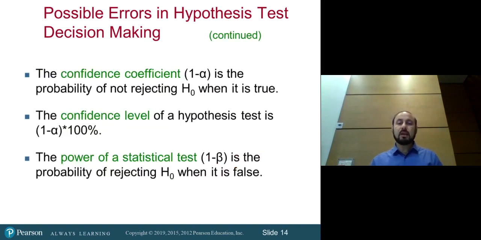Now, the confidence coefficient 1 minus alpha is the probability of not rejecting H0 when it is true. And the confidence level of the hypothesis test is 1 minus alpha multiplied by 100%. The power of a statistical test, which I just mentioned as 1 minus beta, is the probability of rejecting H0 when it is false. When it is false, it should be rejected. If you are not rejecting, you are making a wrong decision.